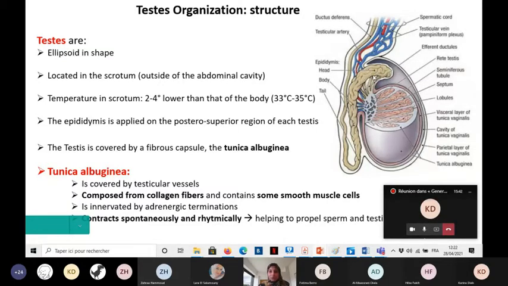Which is a channel also in which the maturation of the sperm cells will occur. We have the epididymis positioned here on the posterior superior region of each testis, and the testis is covered by this fibrous capsule. So this is inside of the testis. If we do a cross section, we are going to see the seminiferous tubules here, if you can see them.